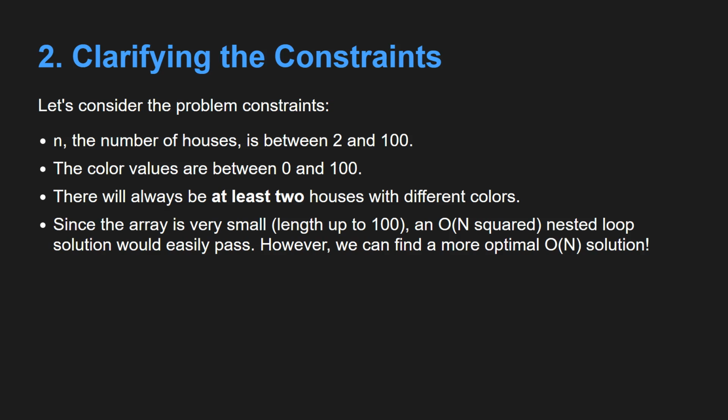Let's clarify the constraints. The number of houses is very small, up to 100. The color values are also between 0 and 100. We are guaranteed to have at least two differently colored houses. With n up to 100, an O of n squared brute force approach comparing every pair would easily pass, but let's try to optimize it to O of n for a cleaner and more optimal solution.